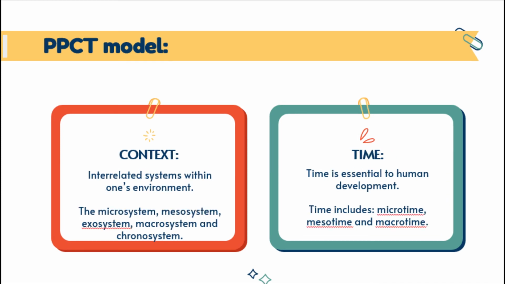The PPCT model also focuses on context. Context is the interrelated systems within one's environment. This includes the microsystem, mesosystem, exosystem, macrosystem, and chronosystem. It also includes time. Time is essential to human development. It is time such as microtime, mesotime, and macrotime that has an influence on the human and the individual.